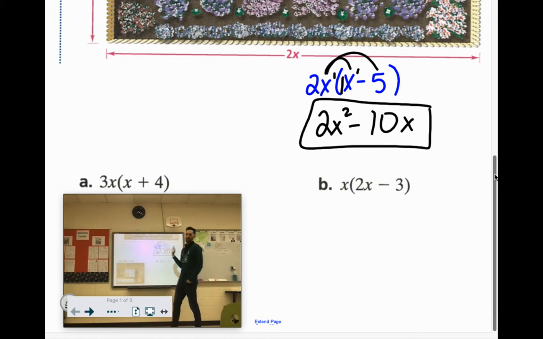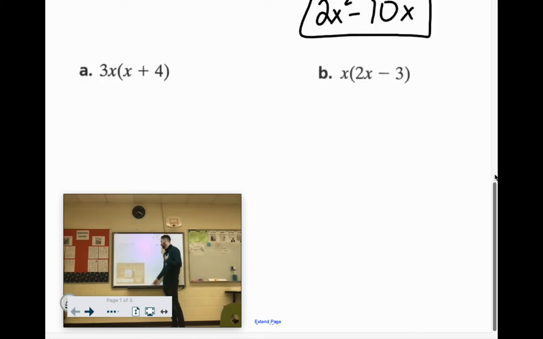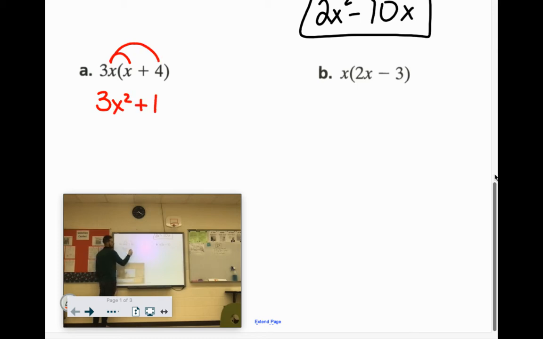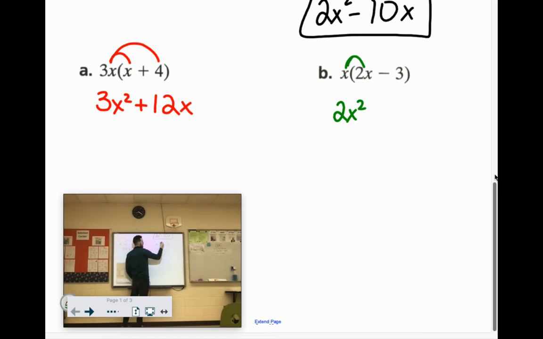So you're going to be doing x times x all the time, so just remember that's x squared. You don't have to remember the property of adding the exponents for just that because you'll do it so many times. X times x is x squared. So here 3x times x is 3x squared, and 3x times 4 would just be regular 12x. Over here, x times 2x is 2x squared, and x times negative 3 is negative 3x.